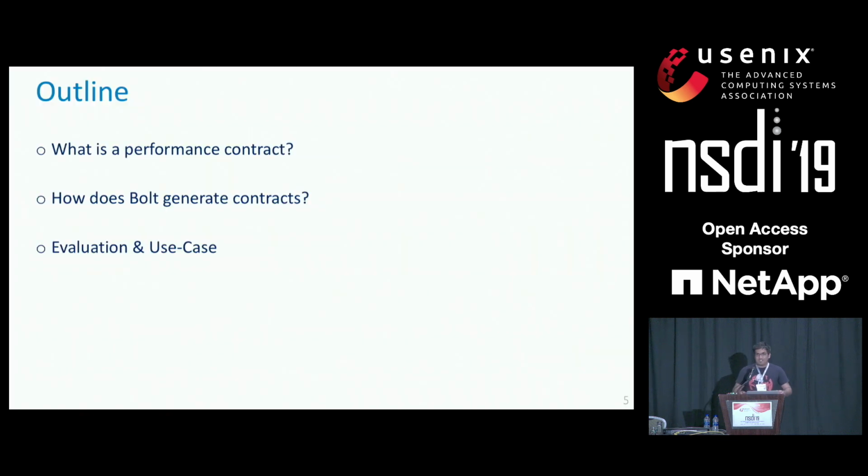So the rest of my talk is structured along the following lines. I will first illustrate to you what I mean by a contract. Then I will describe how our prototype Bolt generates contracts from NF code, and then finally present a few results from our evaluation and a use case where Bolt can be of utility to network operators.